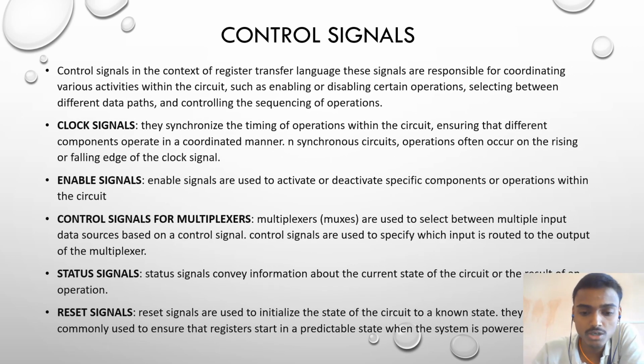In order to perform the operation, we require some control signals. Based on this control signal, we can go further to perform the operation or to transfer data from one register to another register. Let us see the control signals.